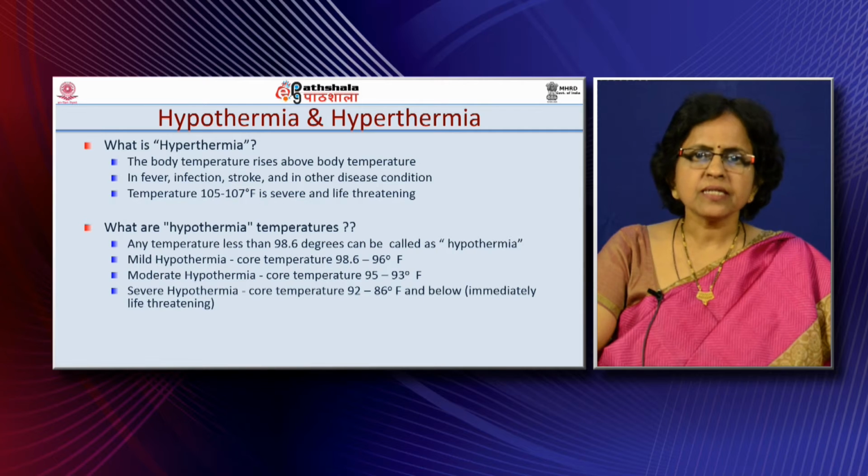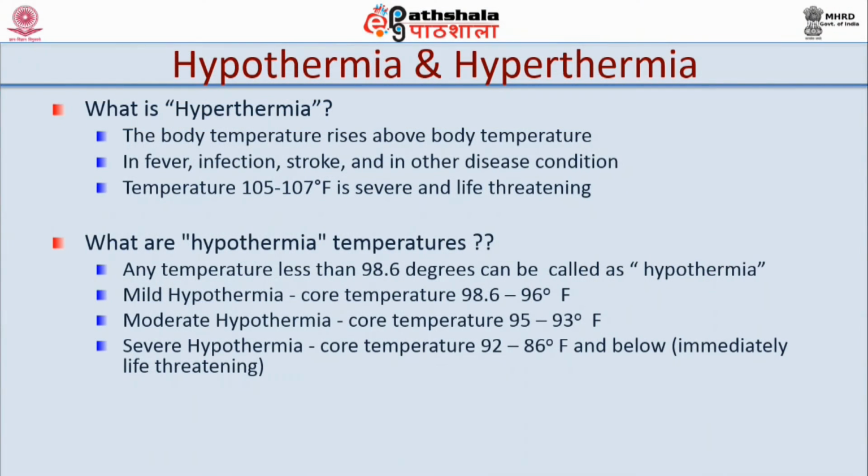As the word says, hypo means less, that the body temperature goes down below the normal temperature. Now, what are these conditions? Any temperature less than 98.6 Fahrenheit is actually called hypothermia. But hypothermia again can have variations or degrees of hypothermia. It could be very mild.